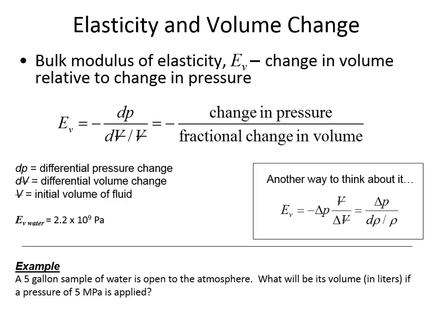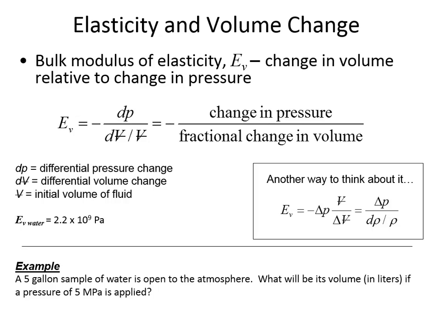So what will be the volume in liters if a pressure of 5 megapascals is applied? The bulk modulus of water is given. We need to rearrange this equation to solve for delta V. The original equation tells us that the bulk modulus is equal to negative delta P times the volume over delta V. And so we have that the change in volume is equal to negative the pressure that's applied times the original volume over the bulk modulus of elasticity.